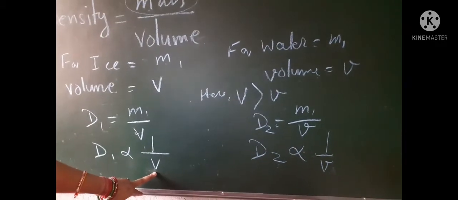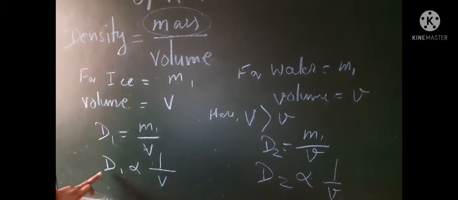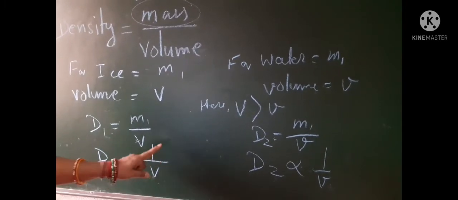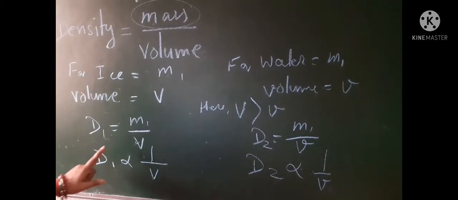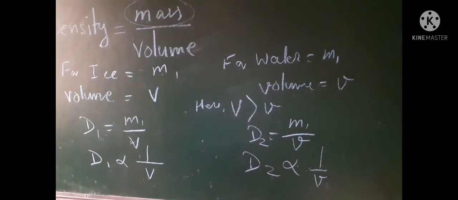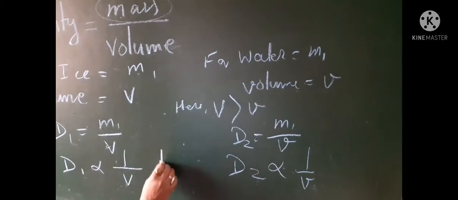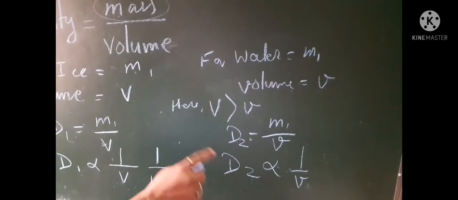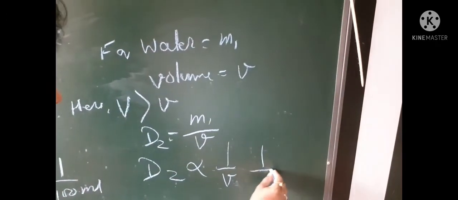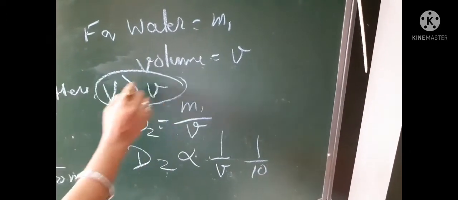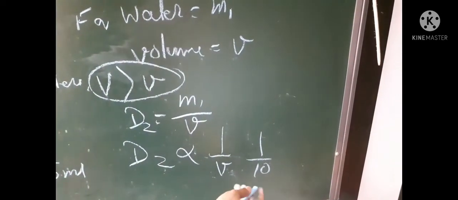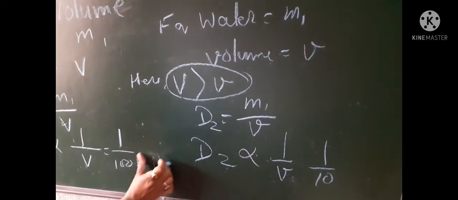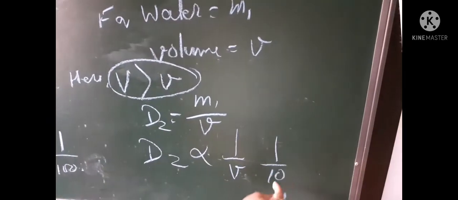Now try to understand, children. See, if this will increase, the value of this will decrease. If volume is increased, density will decrease. If volume will decrease, then density will increase. How is it possible? Try to understand. For example, you just think the volume will be 100 ml at this place, and here, for example, I'm taking 10 ml, because as I told you capital V is greater than small v. So naturally, randomly I took these numbers because 100 is greater than 10. So I have taken 1 by 100 ml and here 1 by 10 ml, right?